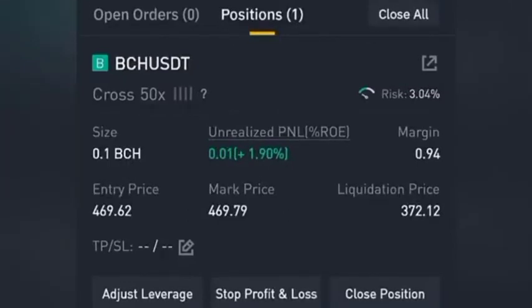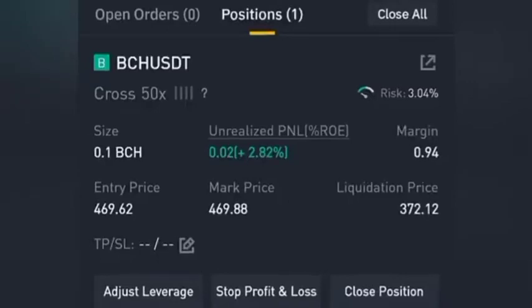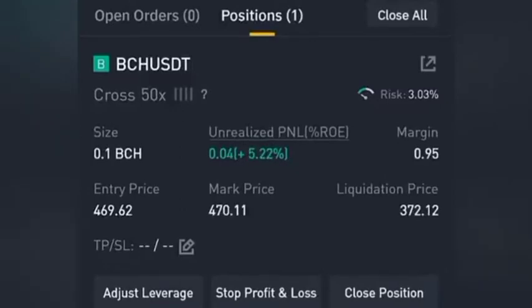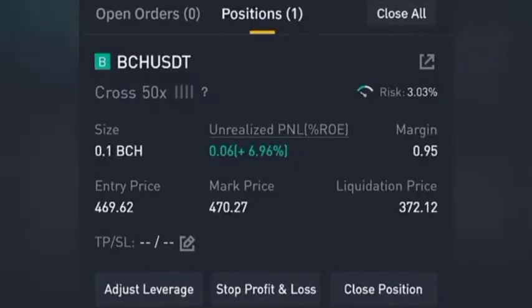If you look at the entry price right there, I entered at around 469.62. The market price is the current price of the asset. The current price is around 469.77. The market hasn't even moved like that, but the return on equity is already up because I am using leverage. Right now I am on the 50x leverage.